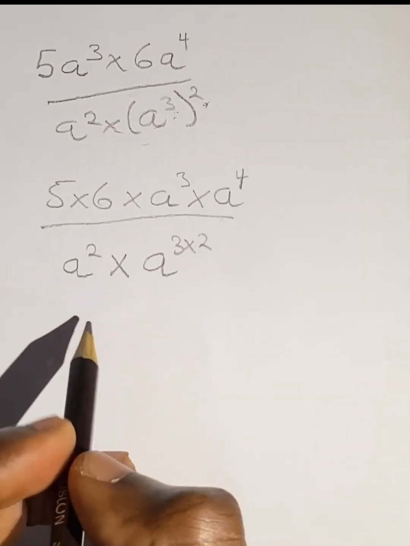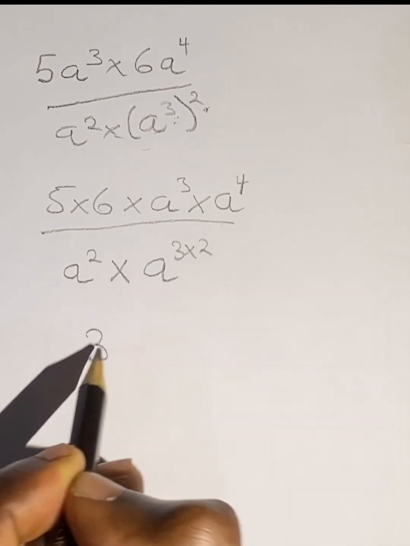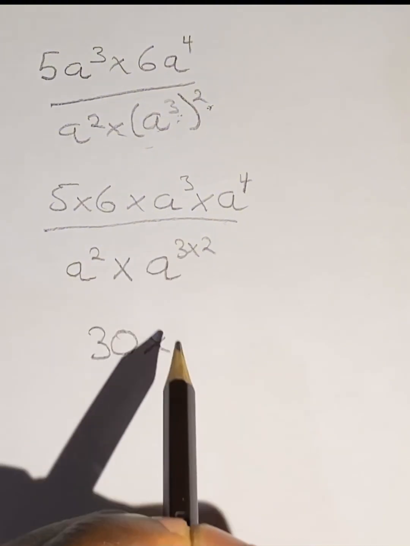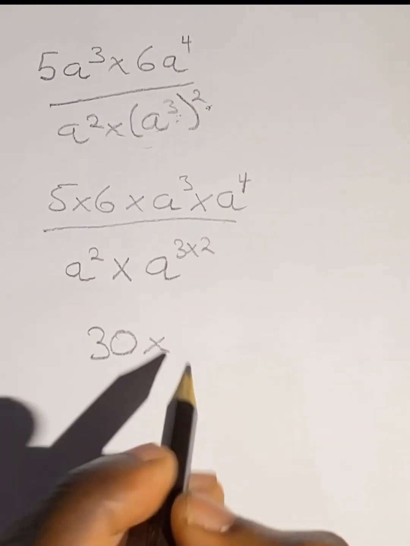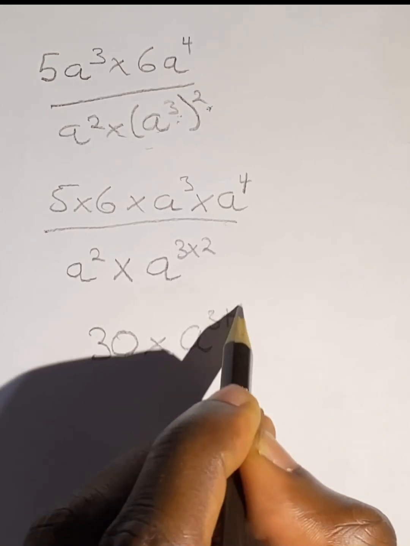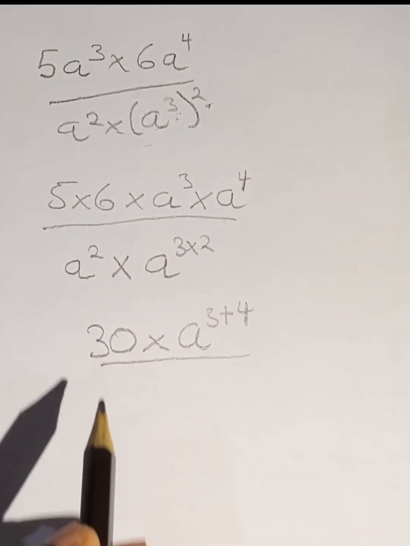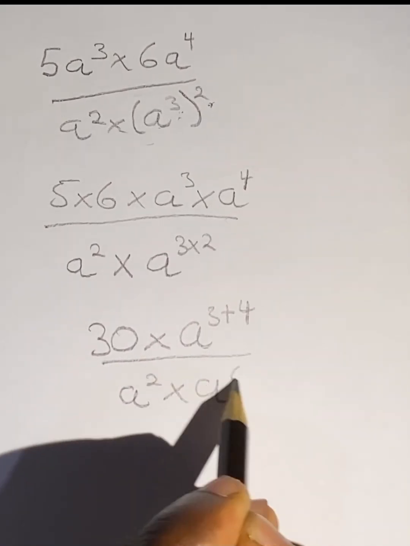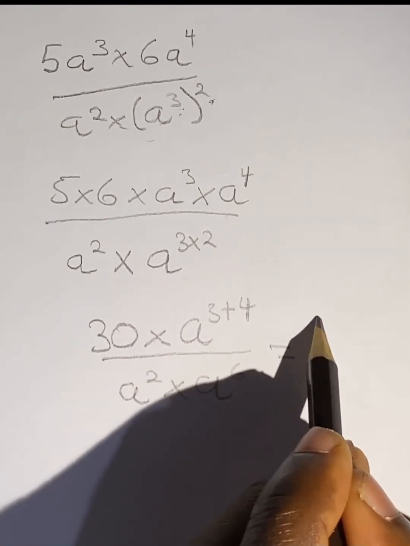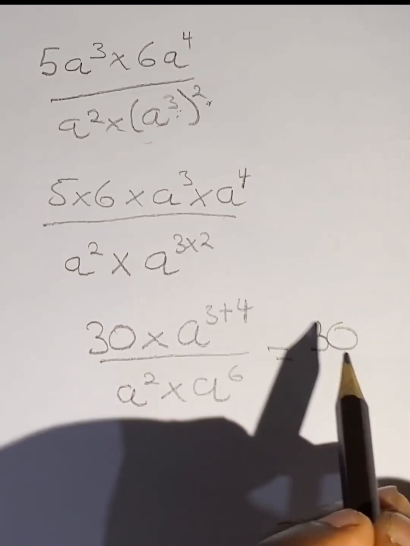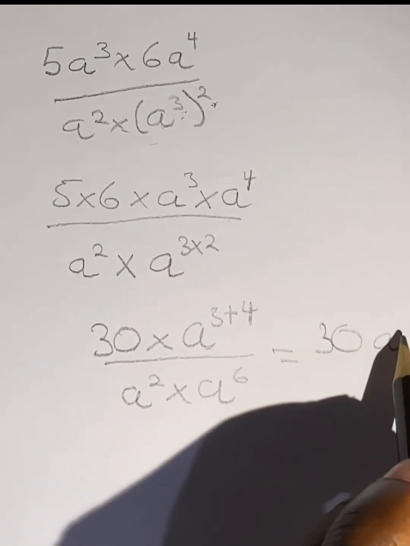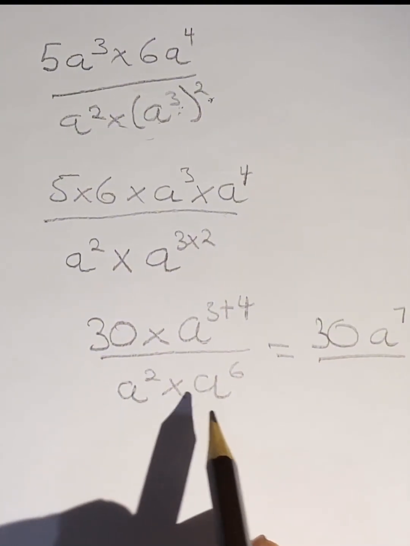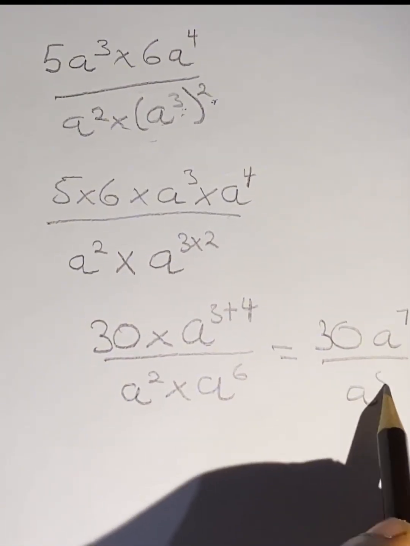Then simplifying this, we are getting 5 times 6 is 30, multiplied by A raised to the power 3 times A raised to the power 4 is giving us what? A raised to the power 3 plus 4. Then this will be divided by A exponent 2 multiplied by A exponent 6. And then this is 30. 3 plus 4 is A exponent what? 7, over A exponent 2 multiplied by A exponent 6 is giving us A exponent 8.